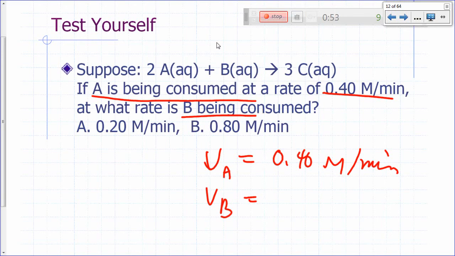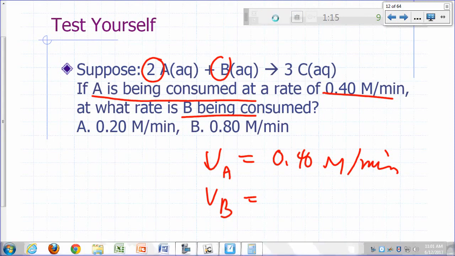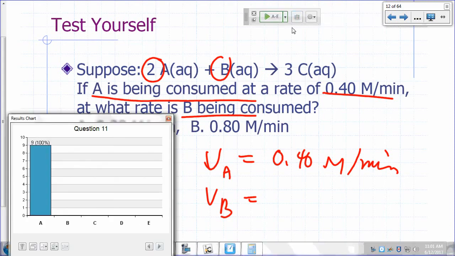So if the rate of consumption of A is 0.4, what's the rate of consumption of B? According to my balance equation, every time I lose 2 moles of A, I'm going to lose a mole of B, right? So which one will be going faster, A or B? If my A is being consumed at a rate of 0.4 moles per liter per minute, how fast is my B being consumed? Answer is A. Very good.